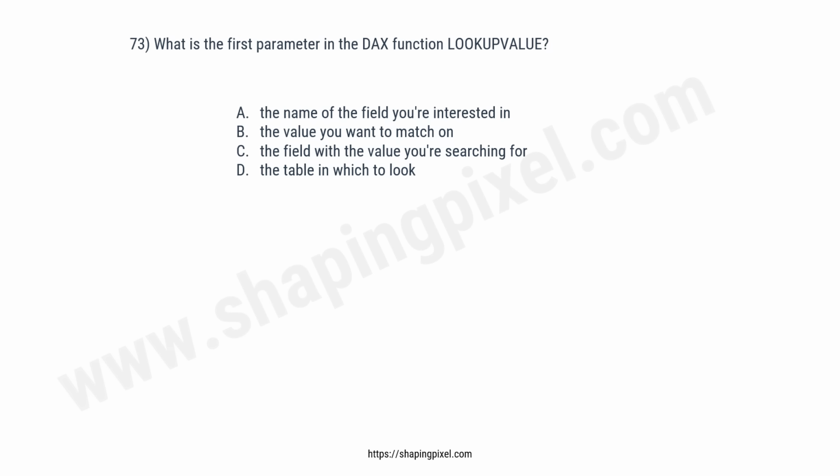Question number 73. What is the first parameter in the DAX function lookup value? We have four options. Option A, the name of the field you are interested in. Option B, the value you want to match on. Option C, the field with the value you are searching for. Option D, the table in which to look.